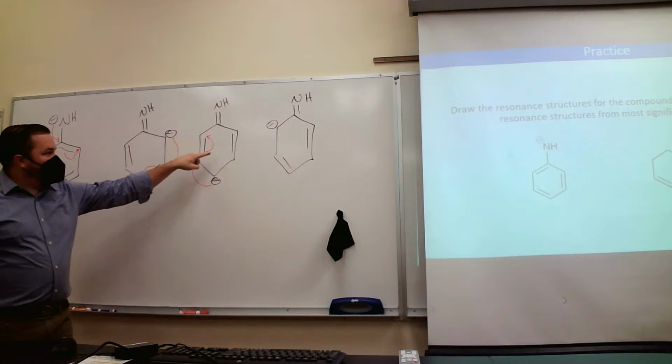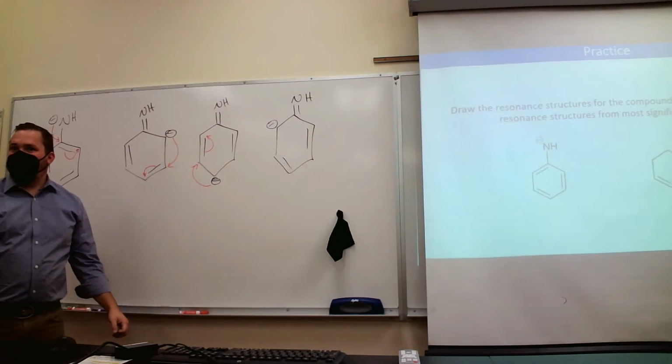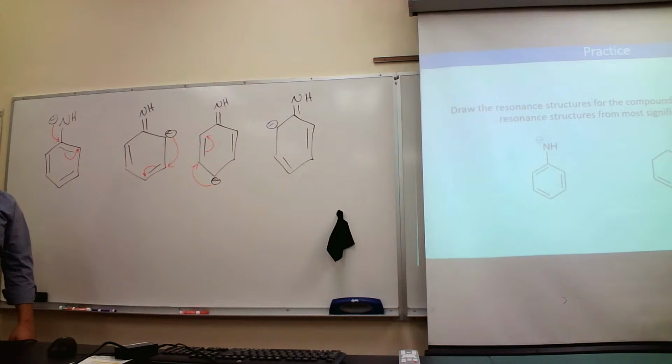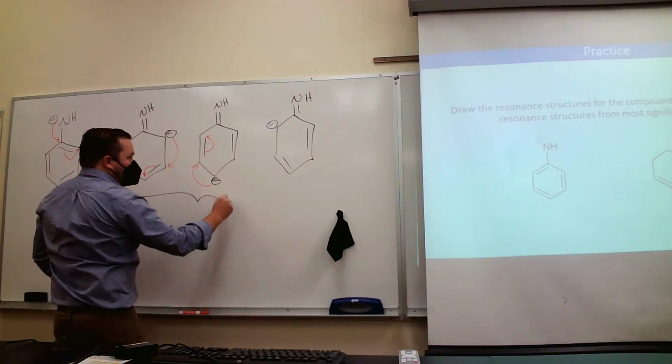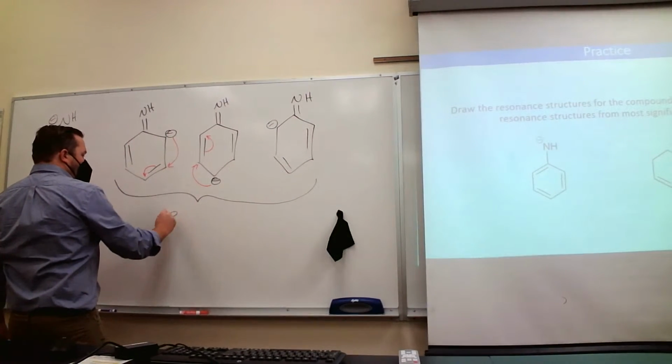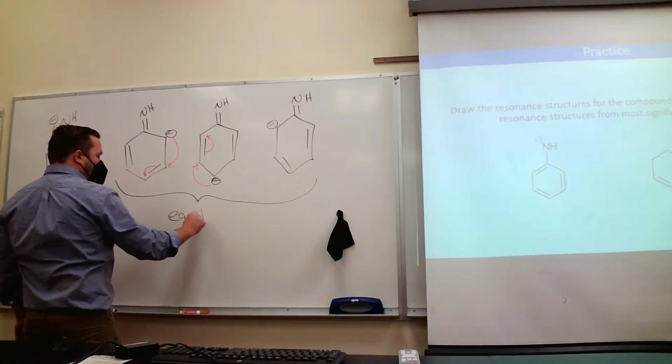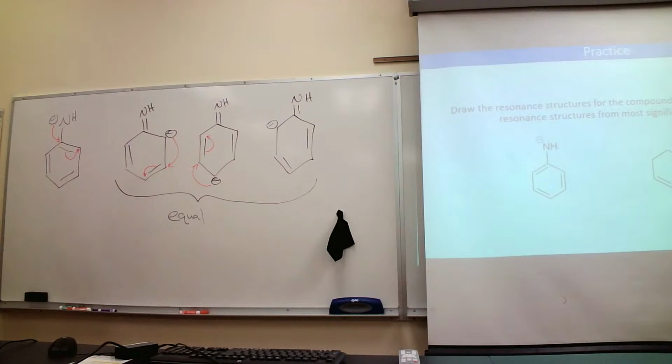Is there any way of differentiating between these 3? No, they all put a negative charge in the benzene ring. It's a negative charge on the carbon for all of them. Same number of valences filled, which is all of them. Same number of formal charges for all of them. So these are all going to be equal. They're all tied for number 2. And our most significant is the one we started with.